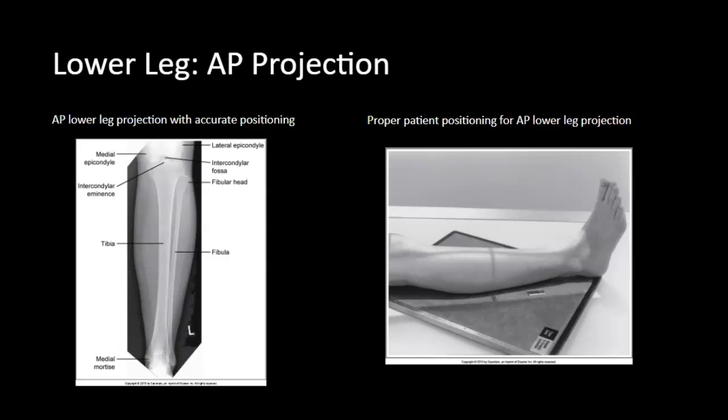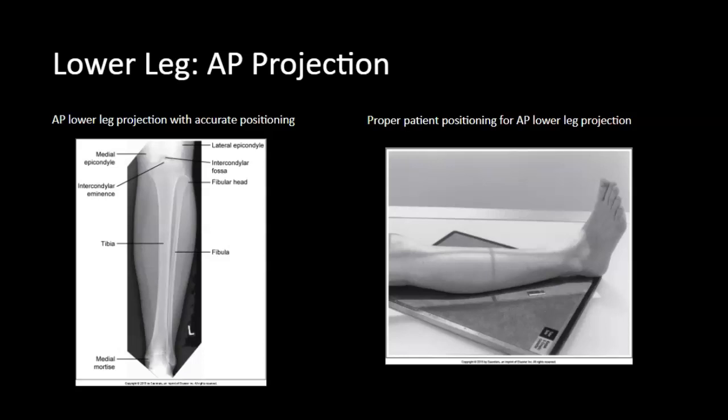Image analysis guidelines for the lower leg state that the tibia should superimpose about 1/4 of the fibular head and about 1/2 of the distal fibula. Fibular midshaft should be free of tibial superimposition.